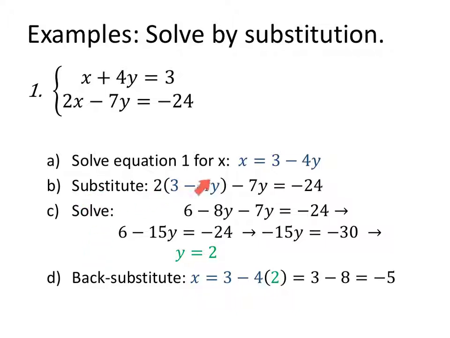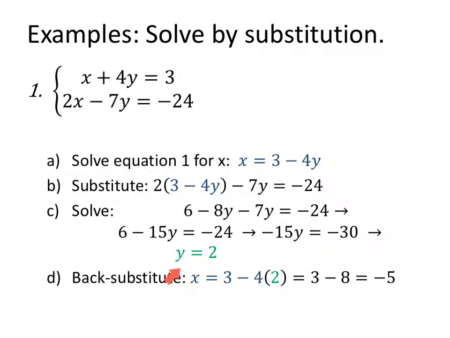In step 2, I'm going to substitute that into my second equation. So it's normally 2x minus 7y equals negative 24, but I have another name for x. So we'll call that 2 times 3 minus 4y instead of x. Minus 7y equals negative 24. And you see now that this equation, after we've substituted, has only y values, so we can solve. That's 6 minus 8y minus 7y equals negative 24. Which takes us to 6 minus 15y equals negative 24. If we subtract 6 from both sides, negative 15y equals a negative 30, so y equals 2.